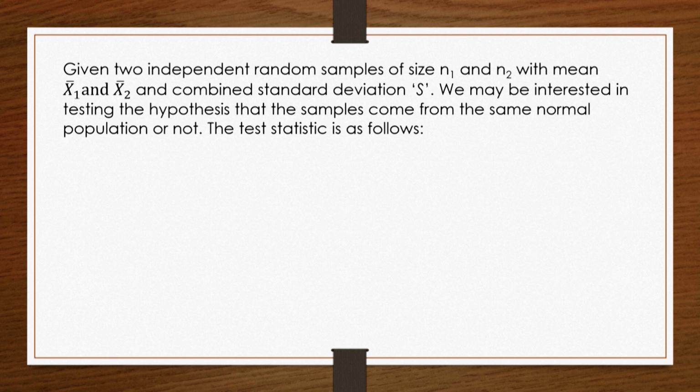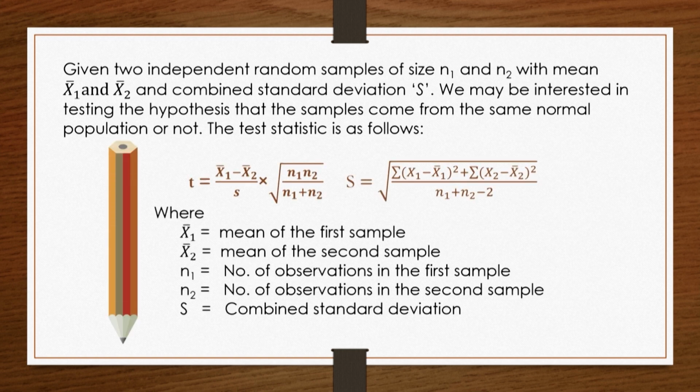The test statistic is as follows. The formula for calculating t is equal to x1 bar minus x2 bar divided by S into the square root of n1 into n2 divided by n1 plus n2, and the standard deviation capital S is equal to the square root of summation of x1 minus x1 bar the whole square plus summation of x2 minus x2 bar the whole square, the whole divided by n1 plus n2 minus 2, where x1 bar is the mean of the first sample, x2 bar is the mean of the second sample, n1 is the number of observations in the first sample, n2 is the number of observations in the second sample, and S is the combined standard deviation.